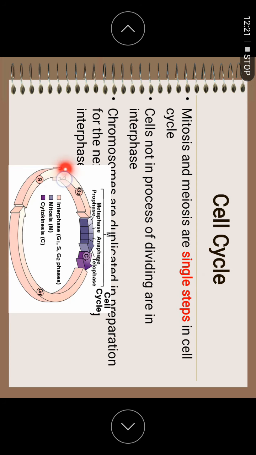Single step means they go one round, then they stop. Then if the daughter cells need to divide, they will start with G1 again. If the same parent cell needs to divide again, it will start with G1 again. So cells not in the process of dividing, or those preparing to divide, are most of the time in interphase. The chromosomes are duplicated and prepared for the next division in the interphase stage. So they are preparing all the time.